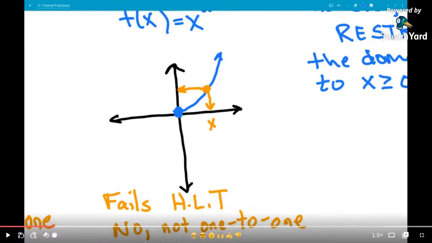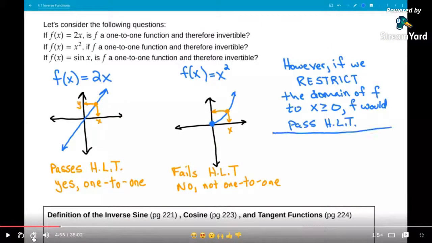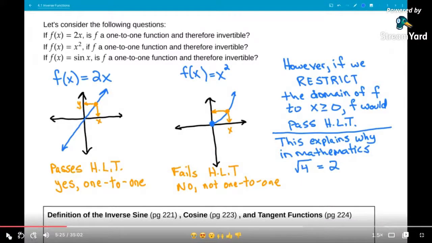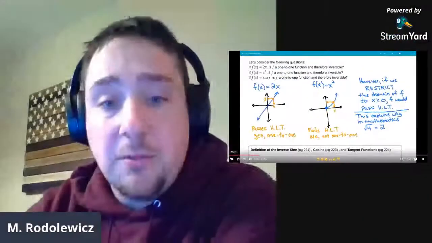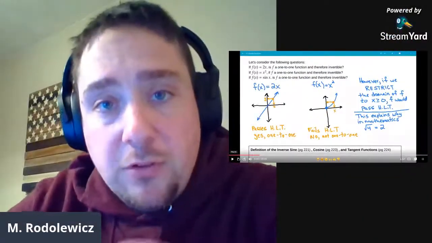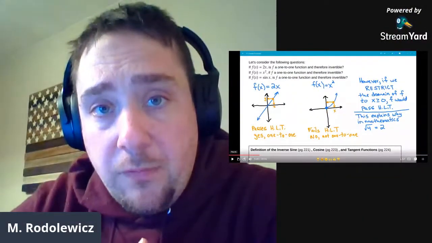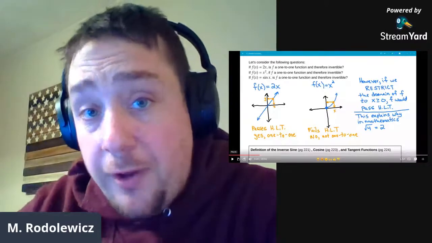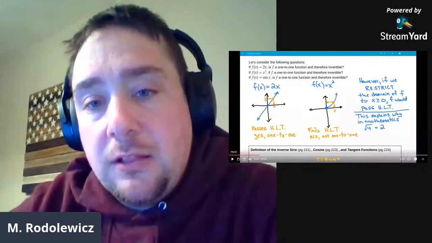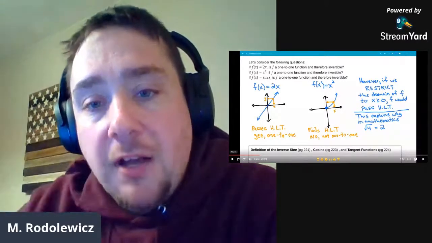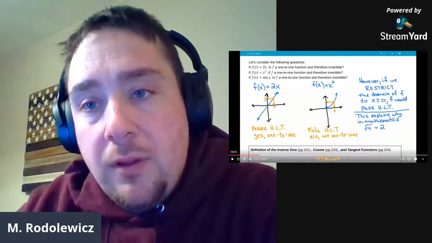It would definitely pass the horizontal line test. And for that reason, this explains why in mathematics the square root of 4 is 2. So I don't want to get too bogged down or make this more confusing than it needs to be, but that symbol, the square root symbol, has always been taught correctly to represent the positive value only.